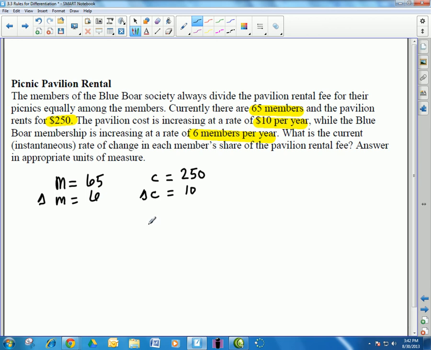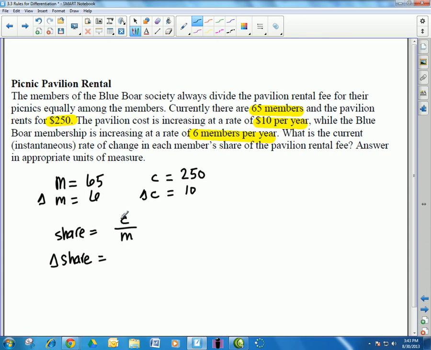All right. Then it says, what's the current rate of change in each member's share of the pavilion rental fee? So first of all, mathematically, how do we figure out the share? Well, the share is the total cost divided by the members, right? So if you want to know what each member is going to have to pay, you would take the total cost and divide by however many members there are, split that up evenly among everyone. But they want to know the change in what people are sharing through time.